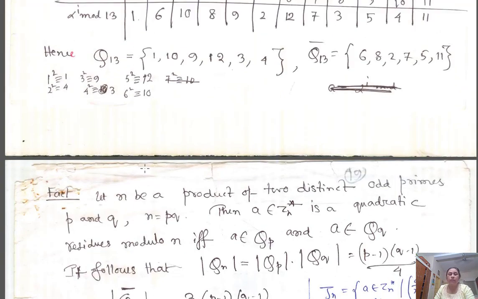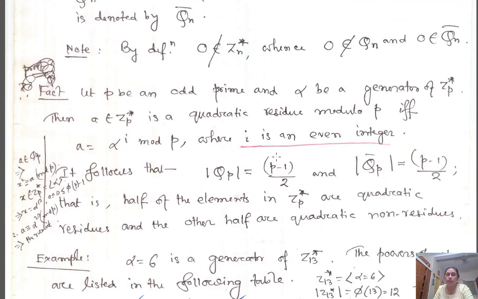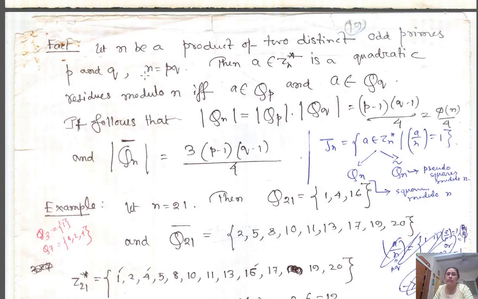Okay, so we have observed that if p is prime, half of them are quadratic residues and half are quadratic non-residues. But when you take a composite number which is a product of two distinct odd primes, it is not exactly half and half. In that case, phi n by 4 elements are quadratic residues modulo n, or squares modulo n, and the remaining 3 phi n by 4 elements are quadratic non-residues modulo n.